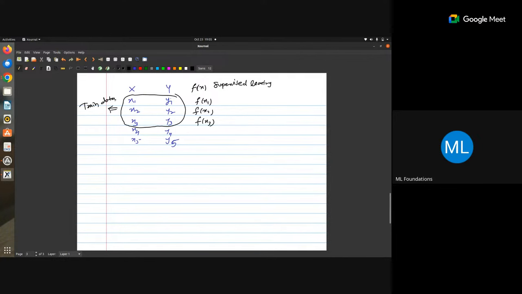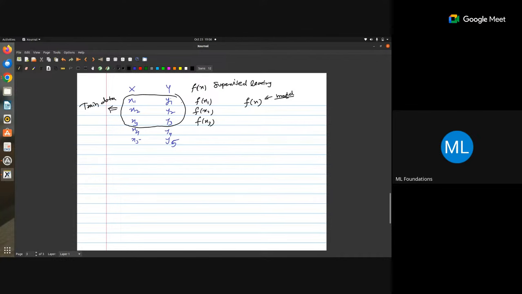Fine. Now what I'll do is, out of this, I'll calculate some error, right? And I'll find some f of x, which is a model. Let's say this is my model. Now I use this model f of x to check whether my model is giving me the correct results or not.